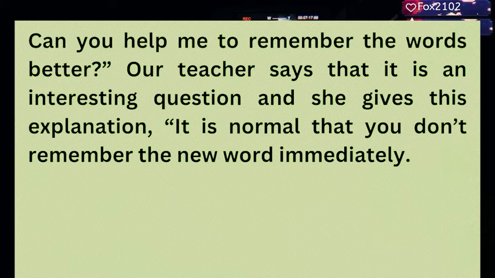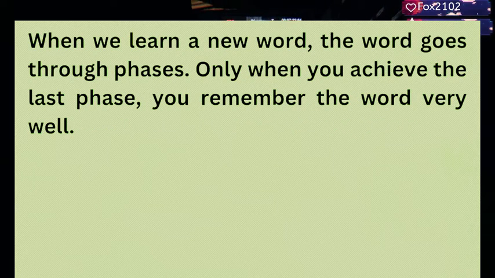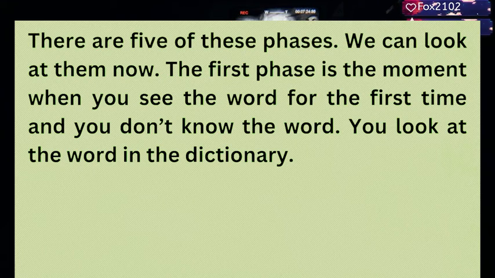Our teacher says that it is an interesting question, and she gives this explanation. It is normal that you don't remember the new word immediately. Usually, you will have to look at the word 5 times before you remember it. There will be also words which you will have to see 10 or 15 times. These words are usually verbs. When we learn a new word, the word goes through phases. Only when you achieve the last phase, you remember the word very well. There are 5 of these phases. We can look at them now.